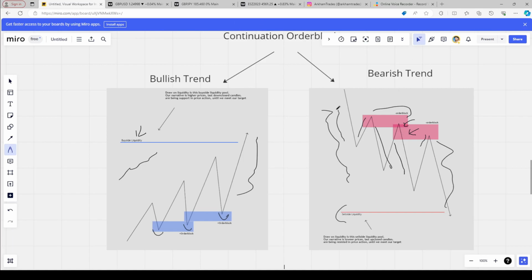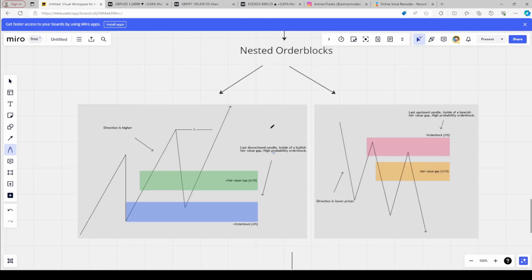This is the continuation order block. And then last but not least, we have the nested order block. The nested order blocks is basically order blocks nested inside of a higher time frame PD array, whether that be a breaker, whether that be a fair value gap, rejection block. This is another high probability order block.